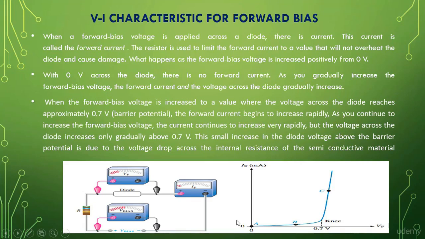This small increase in the diode voltage above the barrier potential is due to the voltage drop across the internal resistance of the semiconducting material. We have already discussed in our previous class that when forward biasing occurs and current flows through the diode, there is some bulk resistance. And what is bulk resistance? Again, I repeat it. The bulk resistance is a combination of the p-type material and the n-type material resistance, or the summation of the p-type material and n-type material resistance is called the bulk resistance.